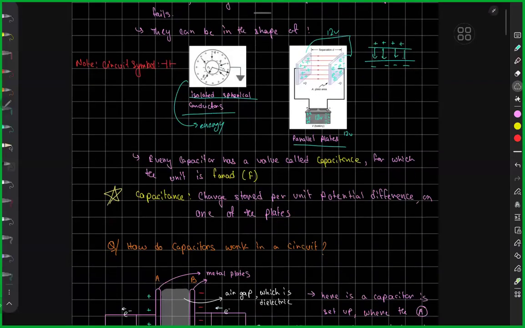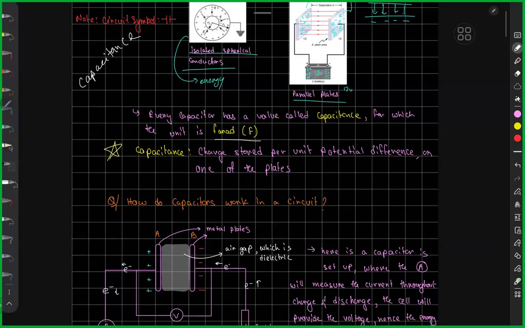All of these capacitors have a marker or an identifier on them. We call that identifier its capacitance. Every capacitor has a unique capacitance value. That unique capacitance value denotes something. And by the way, the unit of capacitance is farad. Just know that. You will understand eventually what it means.